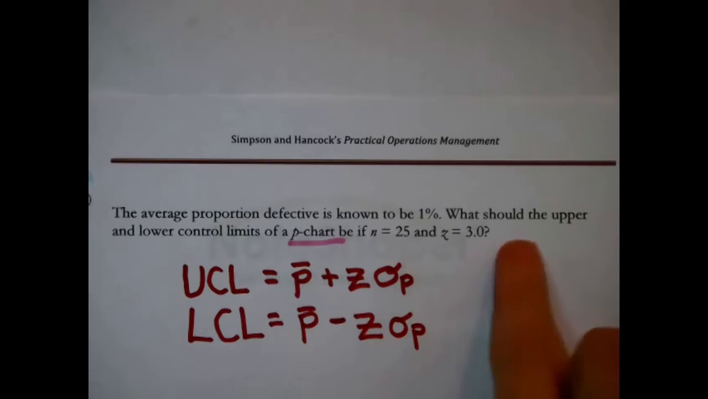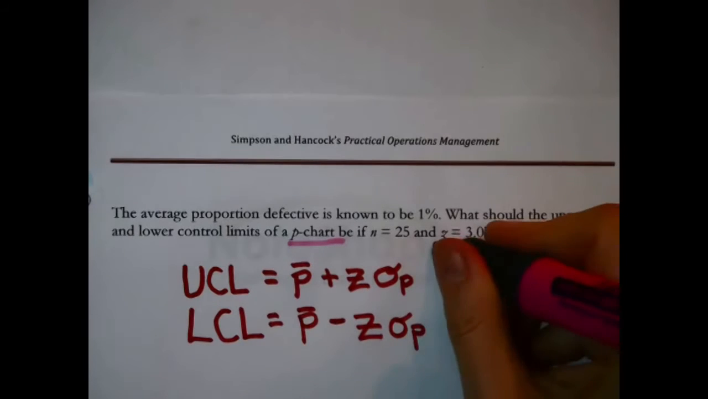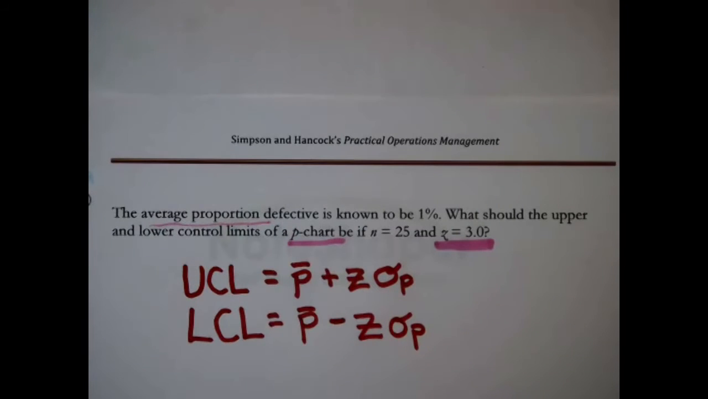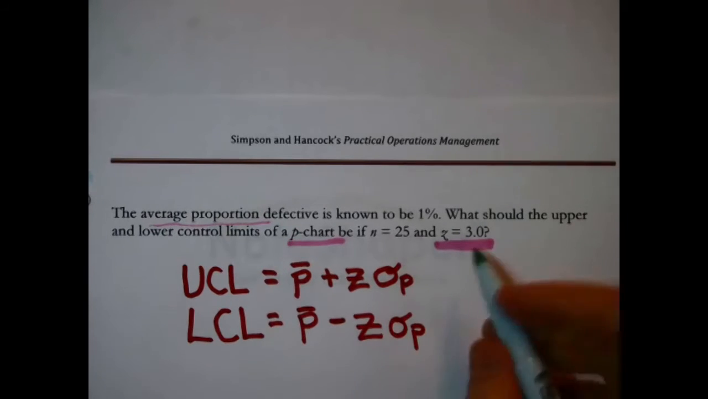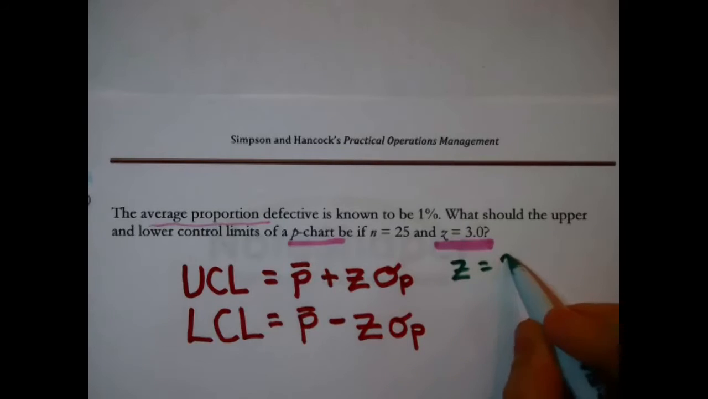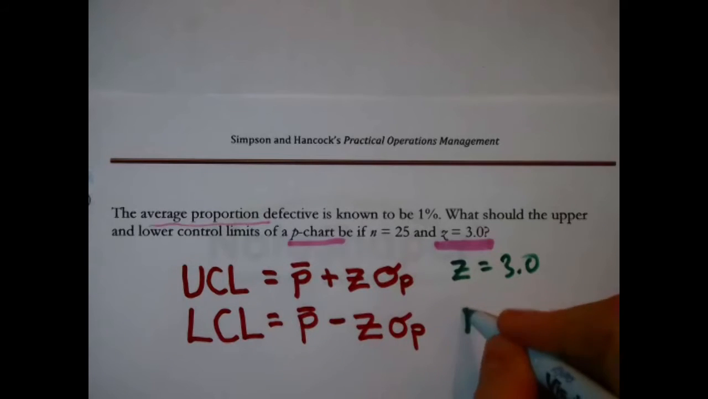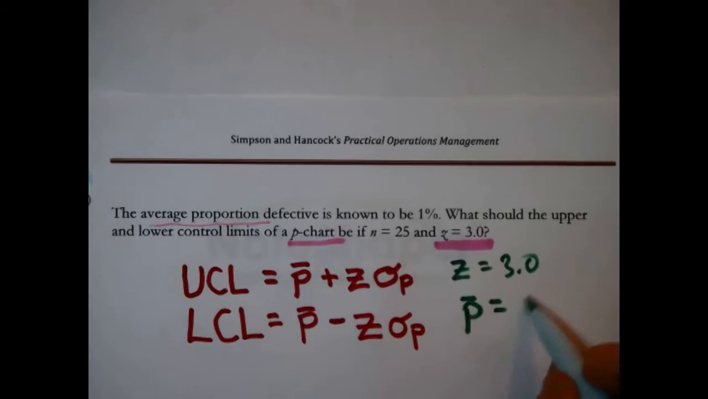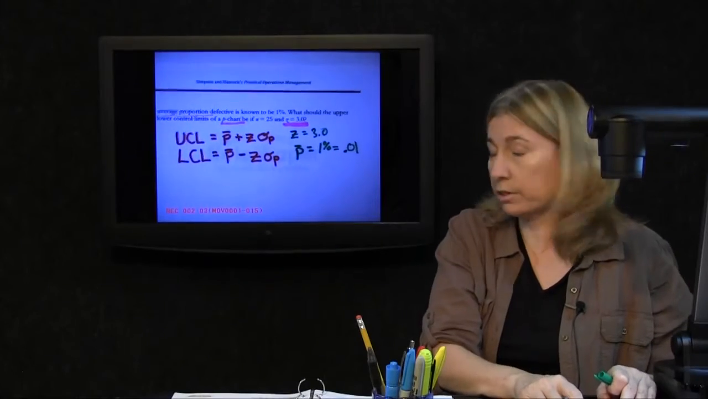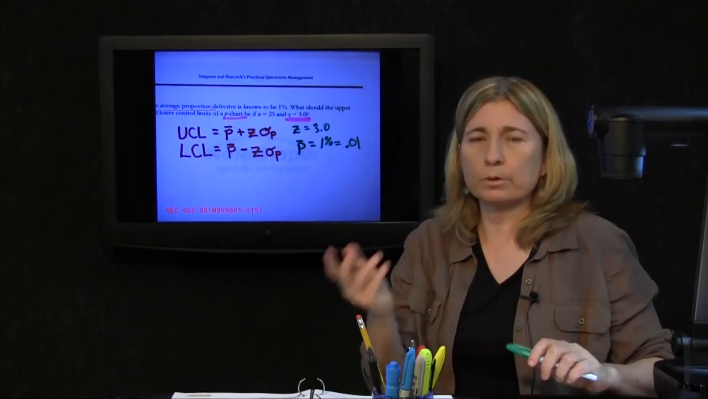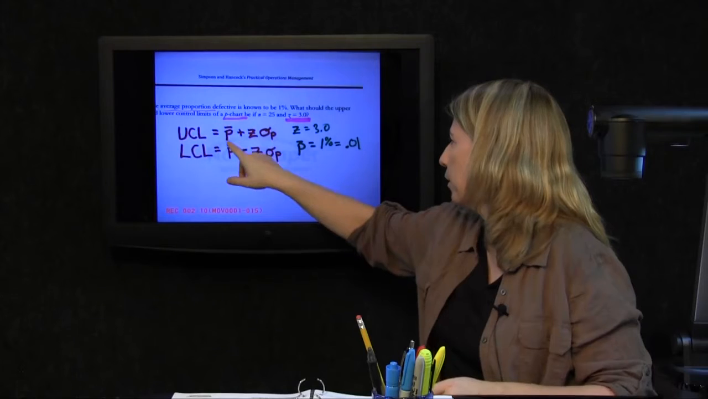Now it looks like in this very short problem, this is very promising. I see the z, right? It says here the average proportion. I already have a lot of this information. I'm to use a z equals 3.0, so that's what goes there. And this average proportion defective, that actually is p bar. That's what it's telling us. It's 1%. We do have to be careful with these kinds of calculations to take our percents and convert them into decimals. 1% is 0.01. So we've got that and we've got that.